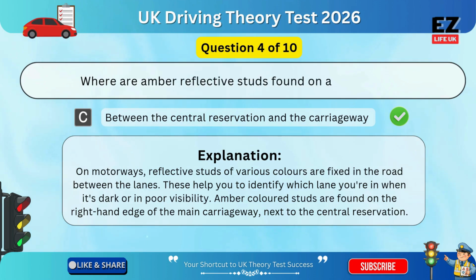Let's look at why the correct answer is option C. On motorways, reflective studs of various colors are fixed in the road between the lanes. These help you to identify which lane you're in when it's dark or in poor visibility. Amber colored studs are found on the right-hand edge of the main carriageway, next to the central reservation.